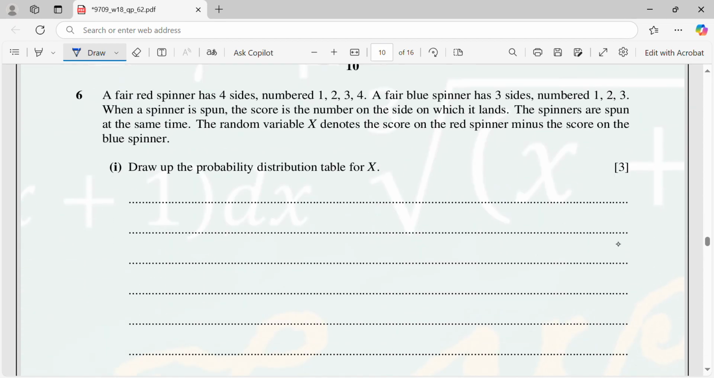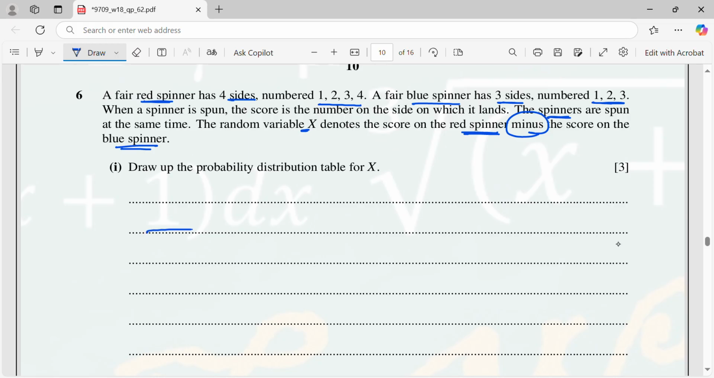Question 6. A fair red spinner has 4 sides, labeled 1, 2, 3, 4. This is the red spinner. A fair blue spinner has 3 sides, labeled 1, 2, 3. When a spinner is spun, the score is the number of the side on which it lands. The spinners are spun at the same time, both spinners. So X denotes the score on the red spinner minus the score on the blue spinner. Okay, so now draw up the probability distribution table for X.